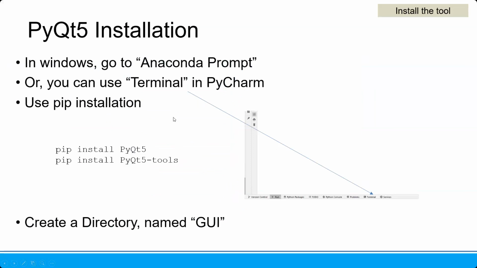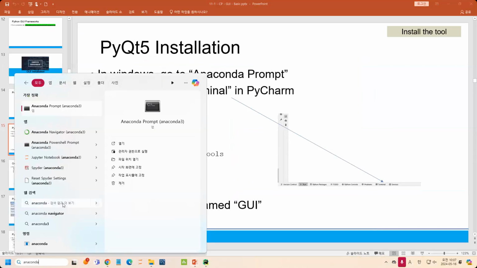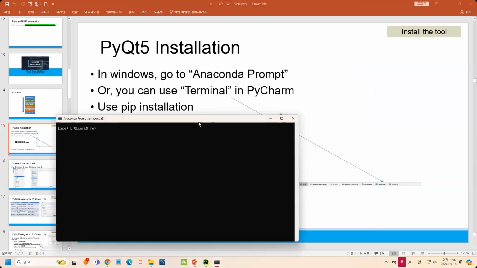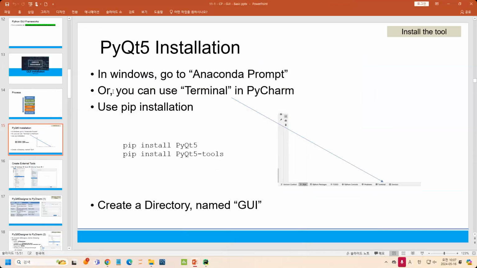First, let's do the installation. We need to install PyQt5. There are two ways. First, you can go to Anaconda Prompt. This is good. If you want to use Anaconda Prompt, you can type Anaconda Prompt like this, and then you can get the prompt like this one. But I will not use the first one. I will just use PyCharm.